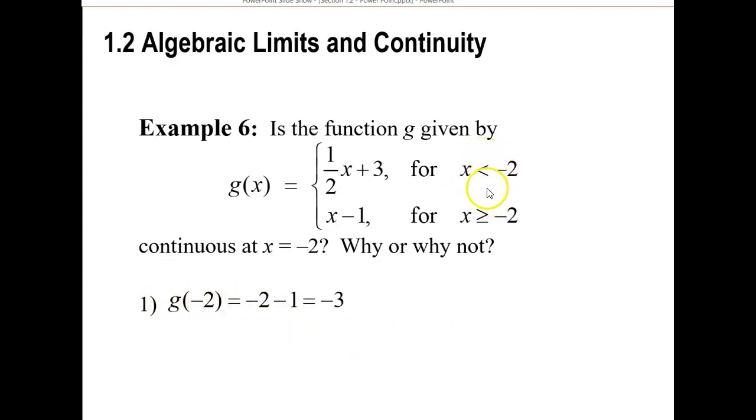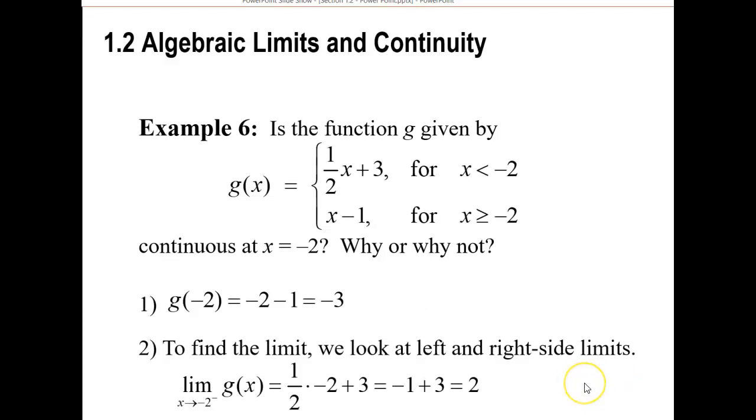So here we have to look and see, okay, for x's that are strictly less than -2, we apply this piece, but for x's that are greater than or equal to -2, we would apply this one. So the equal to -2 is here. So we would plug into this piece of our function. So -2 minus 1 is -3. So yes, it has a value at -2. All right, then we're going to look at the limit.